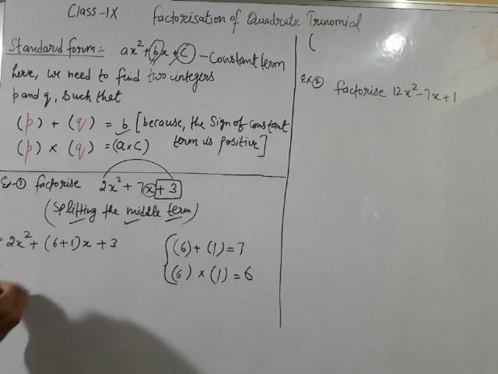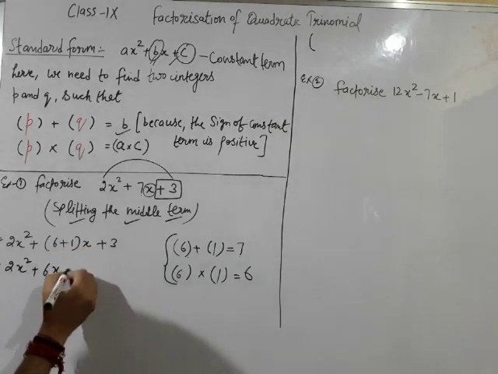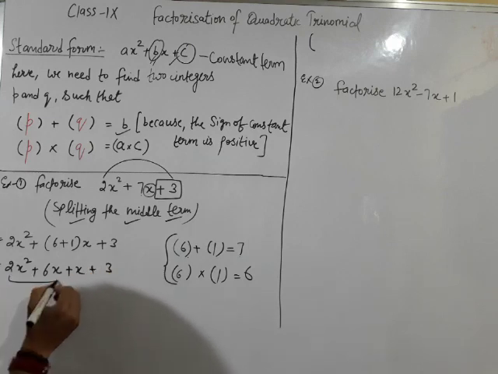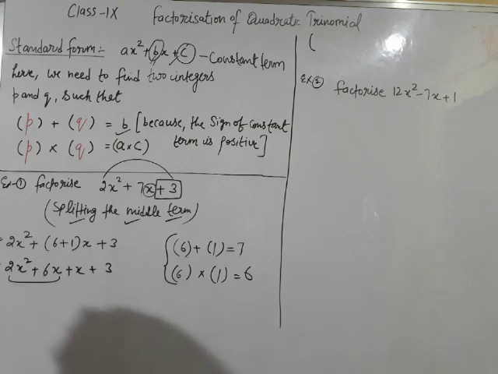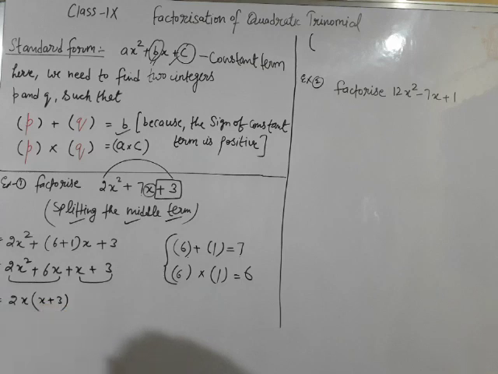Now, we have to do simplification. 2x square will remain the same, plus 6 will multiply by x, it will be 6x, plus 1 will multiply by x, 1 into x, x plus 3. Now, we have to take common factors from the initial two terms and from the last two terms. Here we have 2x common. When we have taken 2x common, what is left? X plus 3. And from the last two terms, we will take out 1 common, so that the left term is x plus 3.